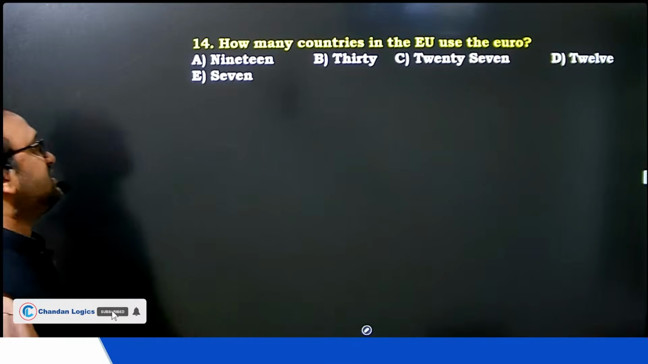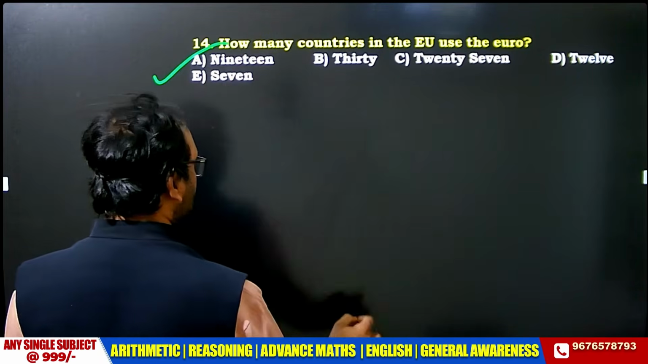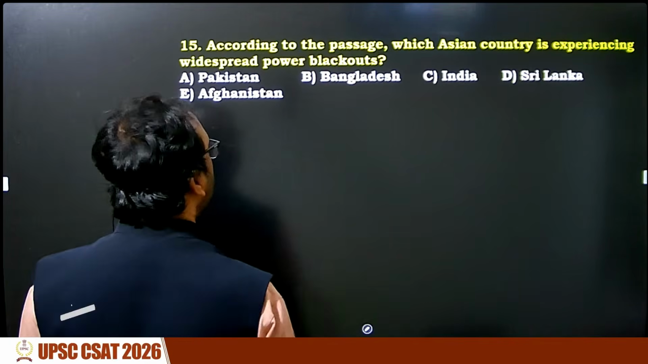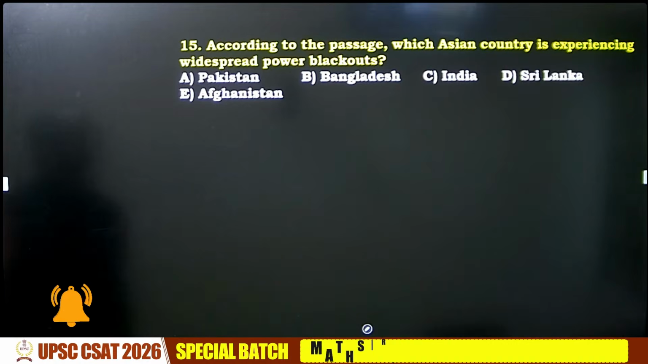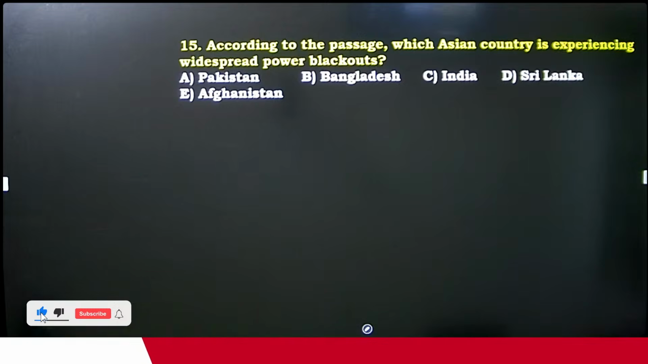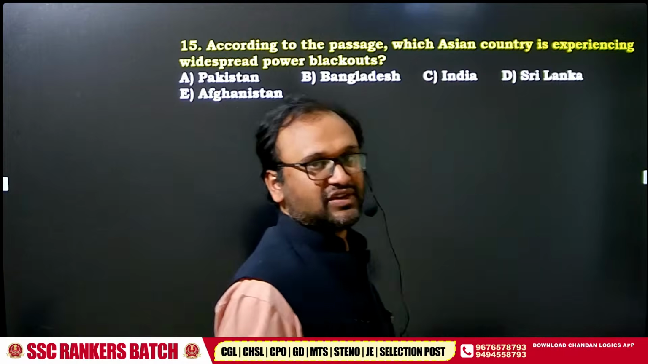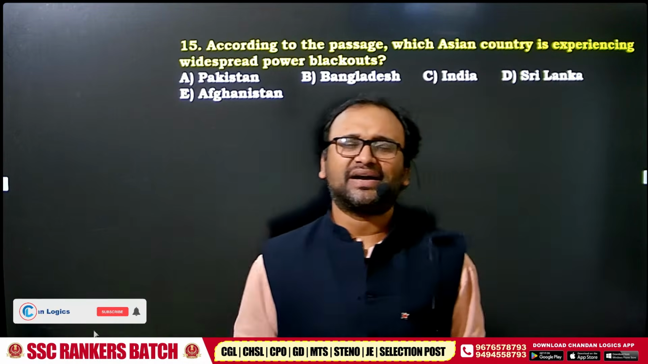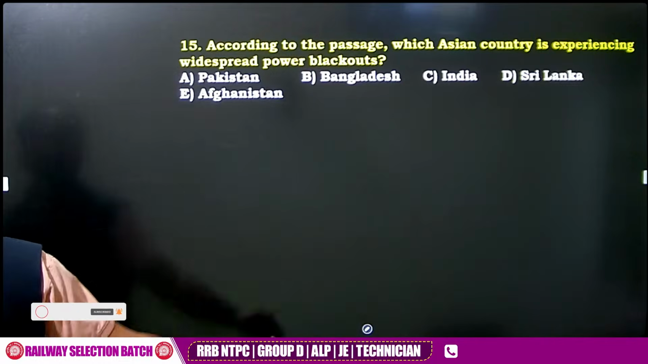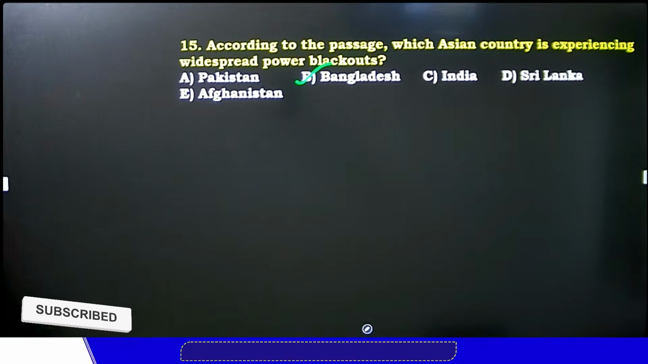So how many countries in the EU use the euro? 19 countries. You check your answer once you finish the reading. According to the paragraph, which Asian country is experiencing widespread power blackouts? Actually, the right procedure would have been to read the questions first, and then when you start reading the passage, things could have been handled better. So Bangladesh is the country experiencing widespread power blackouts.